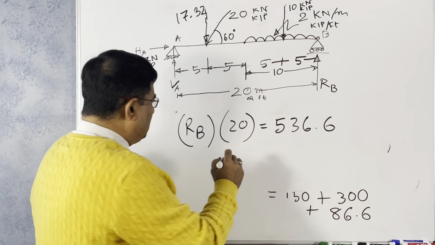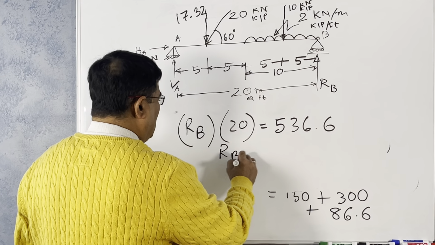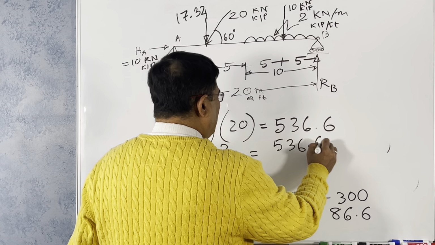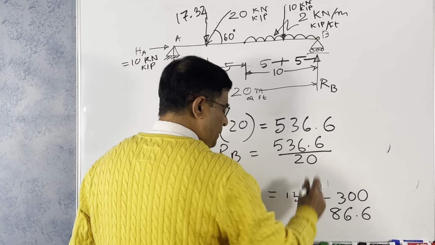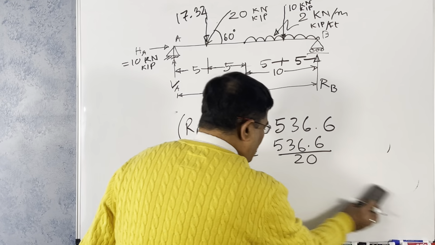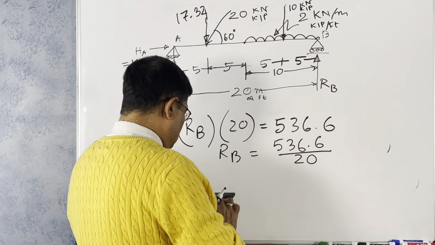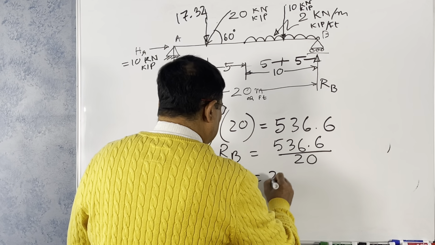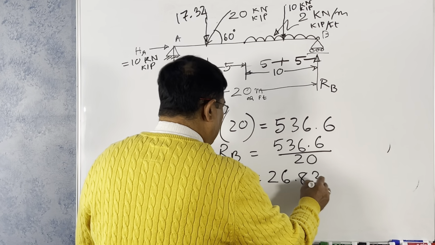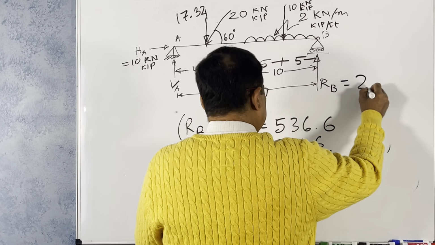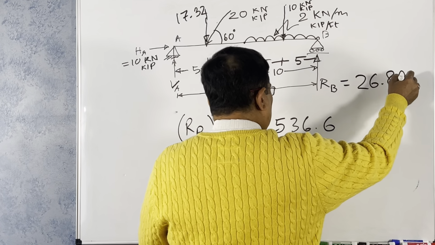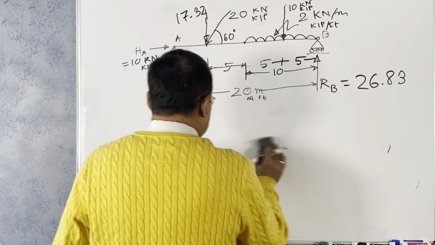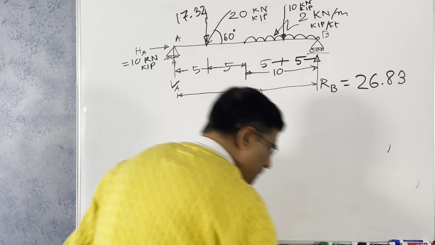Then your RB is 536.6 divided by 20. So this will be 26.83. So this is your 26.83. Now let us see what is the value here, VA.